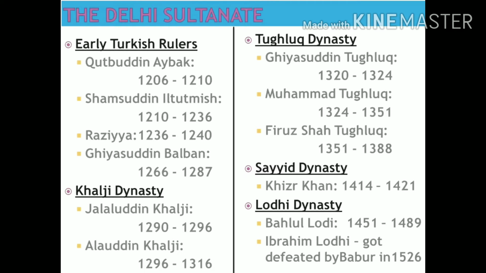But children, in this list which is given in your book also, there are some gaps. For example, Ghiyasuddin Balban, his rule ended in 1287 Common Era, and then Jalaluddin Khalji came to power in 1290. So what about the remaining years, 1288, 1289? So many such gaps are there in this list. These gaps are there because during such time periods, there was no clear leadership which established their rule in Delhi.